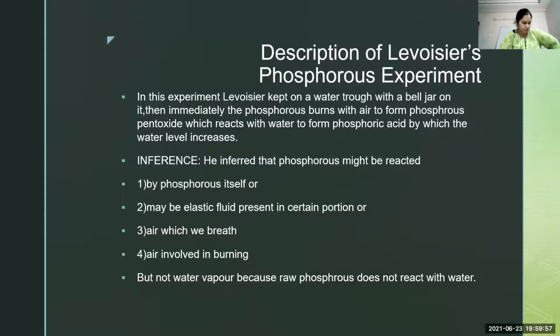There is a reaction between phosphorus pentoxide and water vapor, and there is a formation of phosphoric acid, which increases the water level. So by this experiment, he inferred that something is there in the bell jar, that might be due to these 4 reasons, but not water vapor. Why? Because raw phosphorus doesn't react with water.